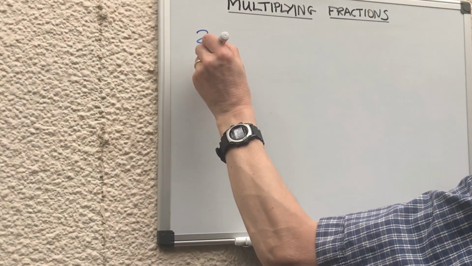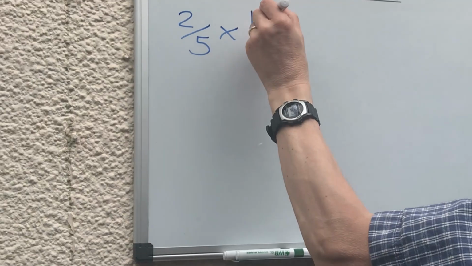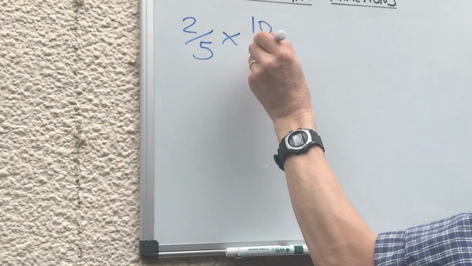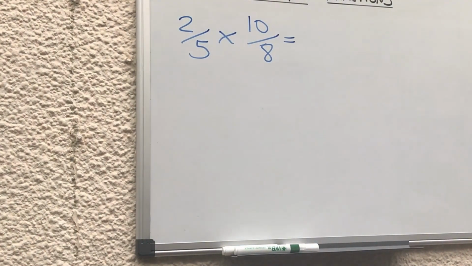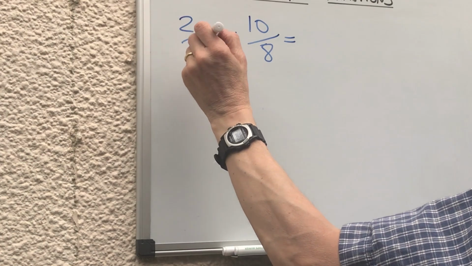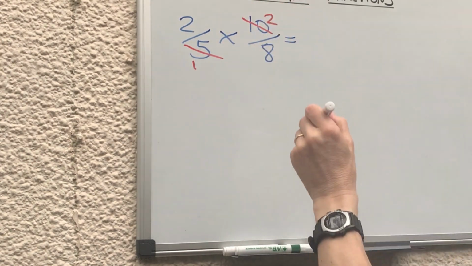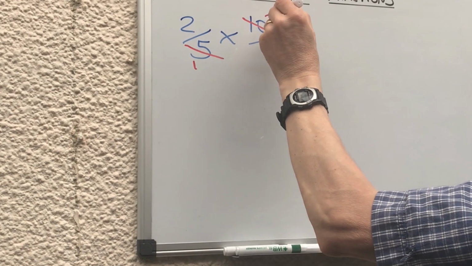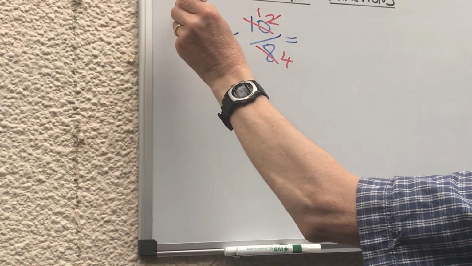So, 2/5 multiplied by 10/8. So with these, wherever I can now, I'm going to cancel because it's going to make my life a whole lot easier. So we could just do the 5 first. Divide that by 5, we get 2. Right, now we can get rid of that 2, put a 1, we can make that 4. Get rid of that 2, put a 2.